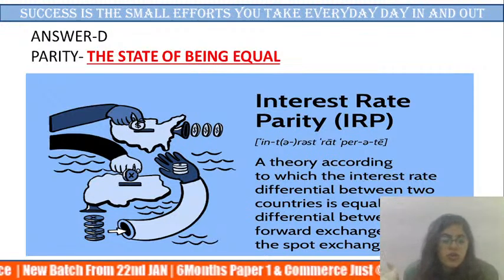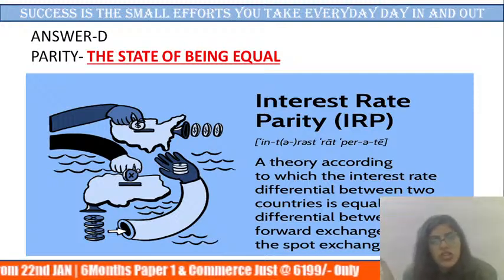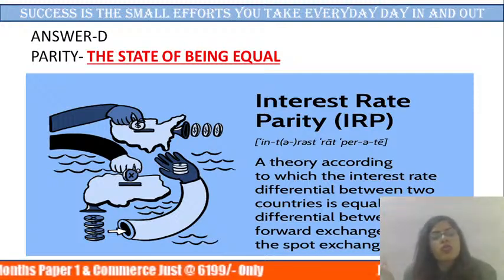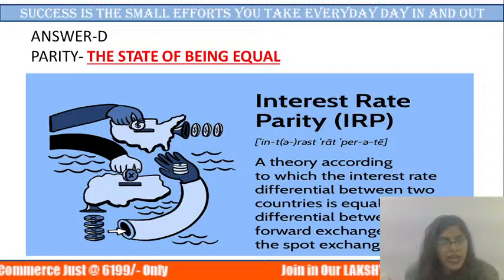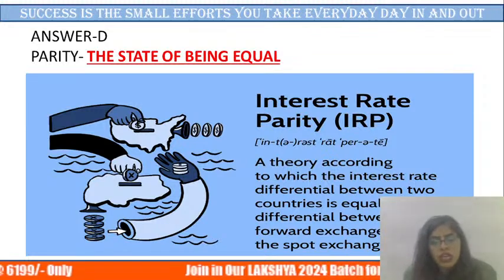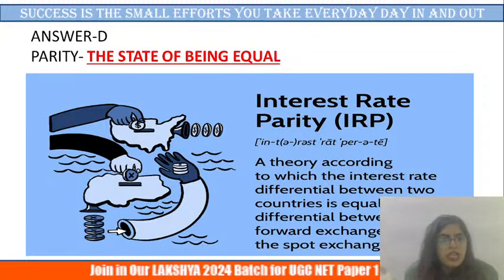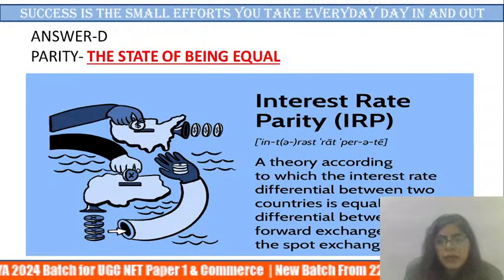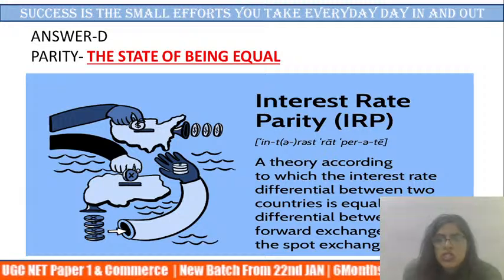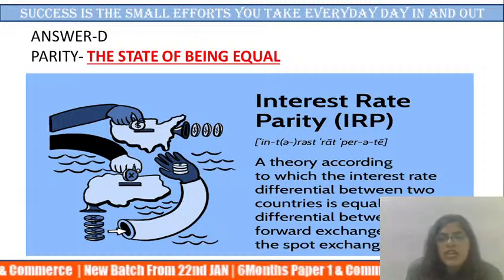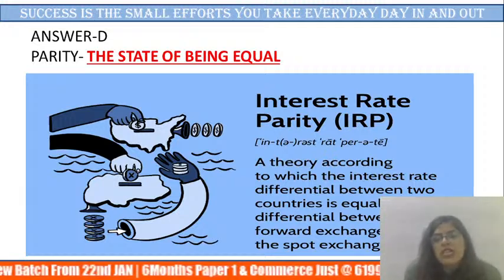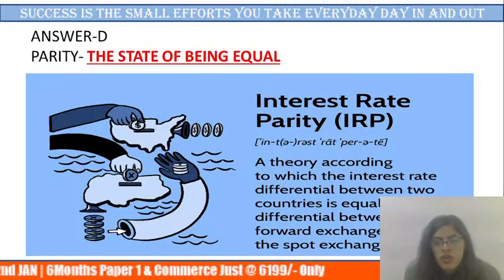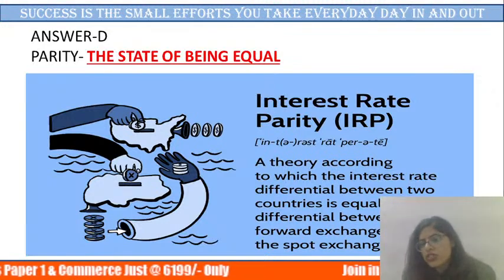No matter what happens, the interest rate will be equal in the two countries. Parity simply means the state of being equal. Two things being equal. That is what parity is. Now, what is interest rate parity theory? A theory according to which the interest rate difference between two countries is equal to the difference between the forward exchange rate and the spot exchange rate.